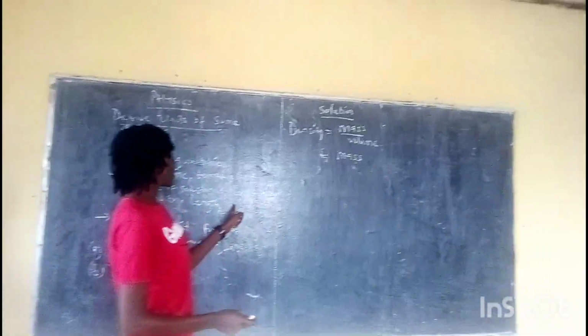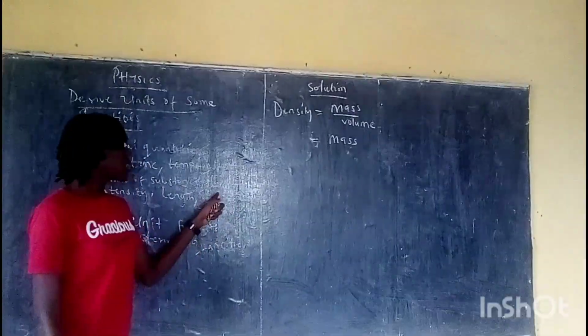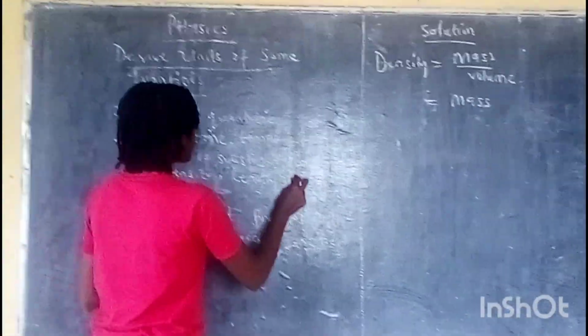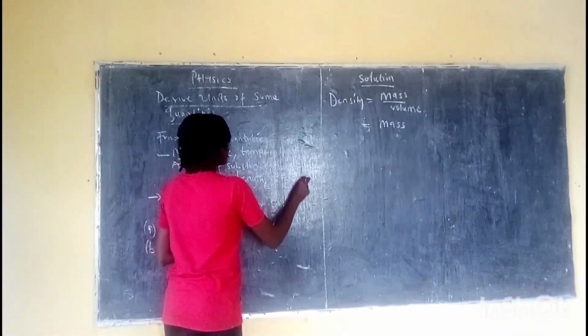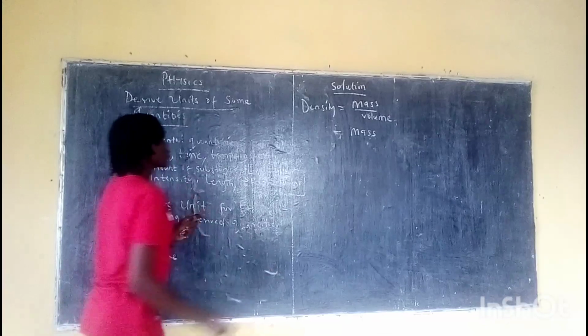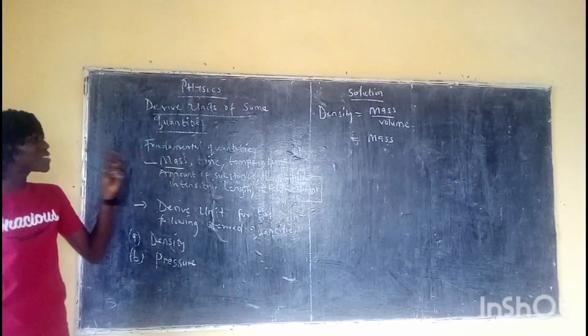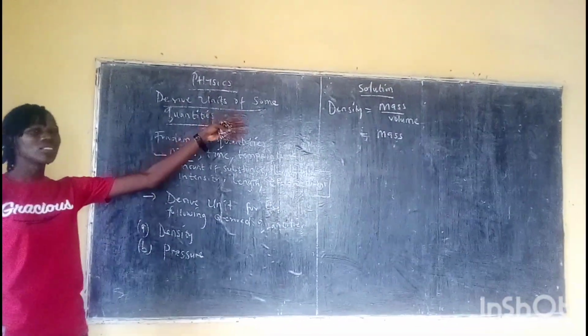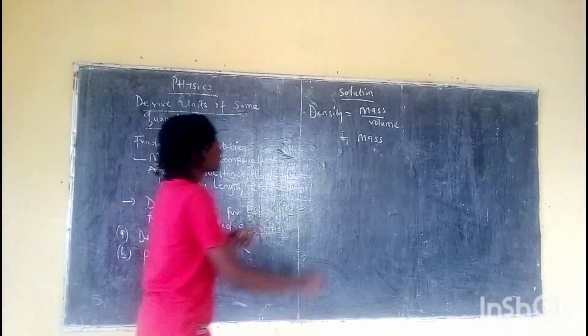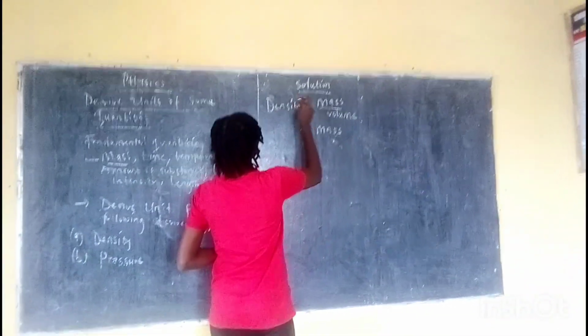So I said I was going to add up an example of a fundamental quantity. I said it's 7 in number. So we're going to add up electric current. Please pardon me. So these are the fundamental quantities, 7 in number, from which other quantities are derived, and they are called the derived quantities. So the formula for density is mass over volume.